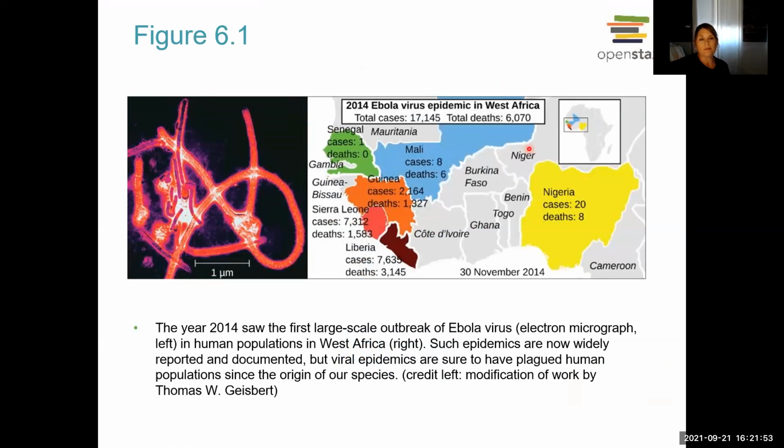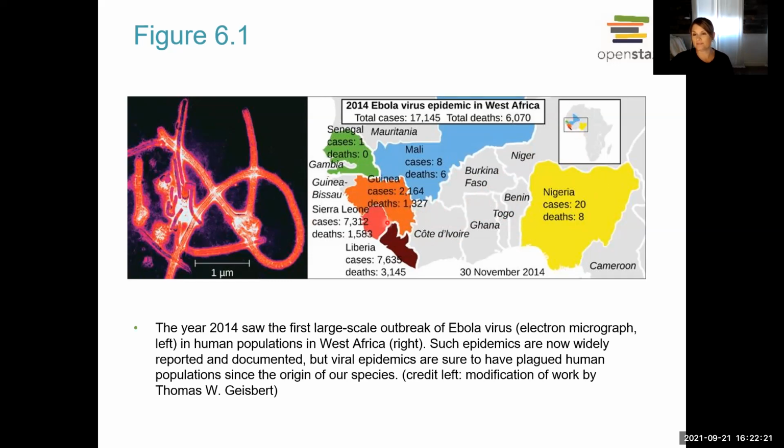Okay, so this is from your OpenStax book, you guys. This is just showing you that in 2014 there was a pretty serious Ebola virus outbreak in Western Africa. This map shows the different countries in that region, and it shows all the different cases and deaths that were caused by that particular virus.